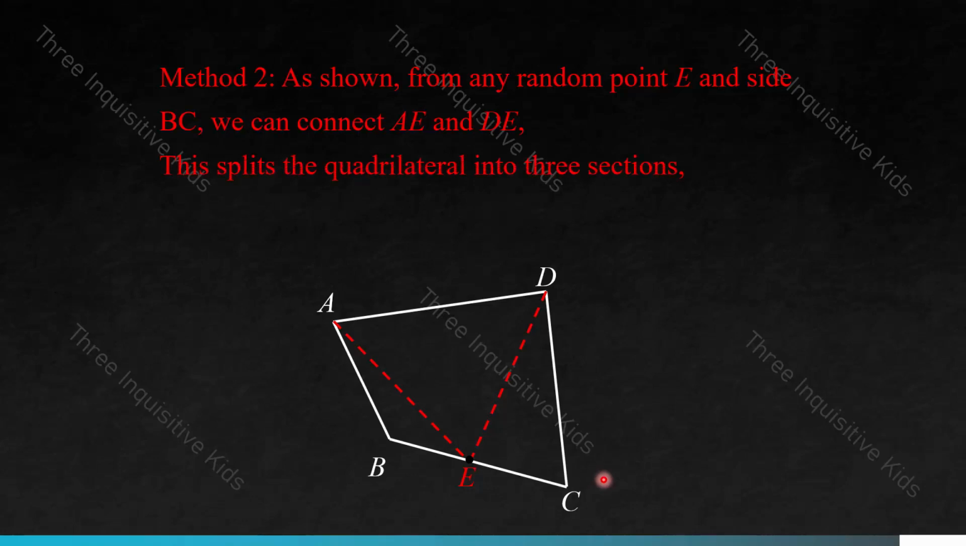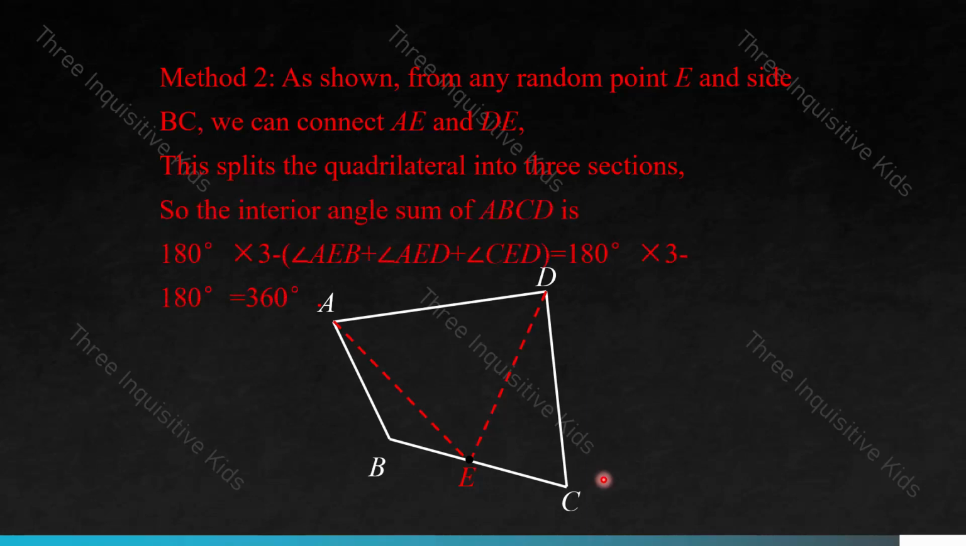This splits the quadrilateral into 3 sections, which is 3 triangles. So the interior angle sum of ABCD would be 180 degrees times 3 minus the angles of AEB plus AED plus CED, which is 360 degrees. So this is the second method for us to get to the same answer, right? Even with different methods, it gets us to the same answer.